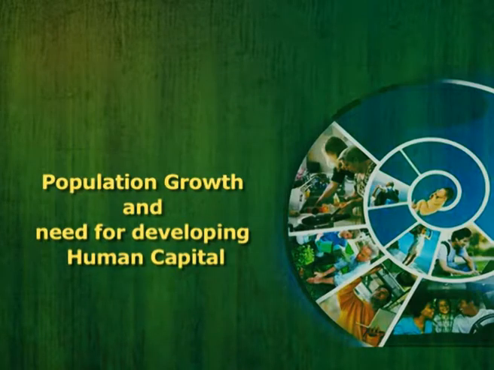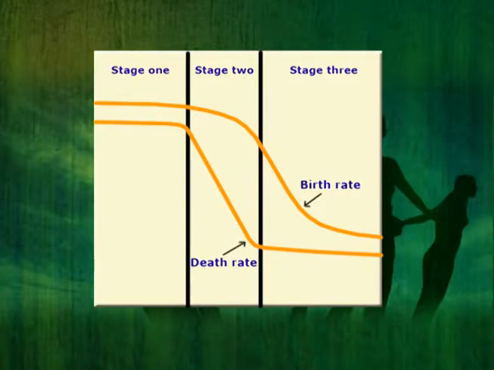Let us understand population growth and need for developing human capital in the developing countries. Developing countries experience population explosion as they pass through the second stage of demographic transition. Take a look at the graph on the screen. The first stage of demographic transition is a phase of extremely low development, sometimes called underdevelopment phase, where birth rates and death rates both remain very high.